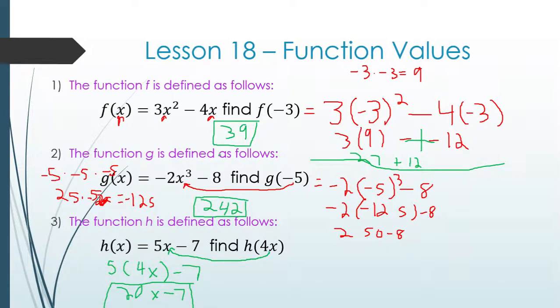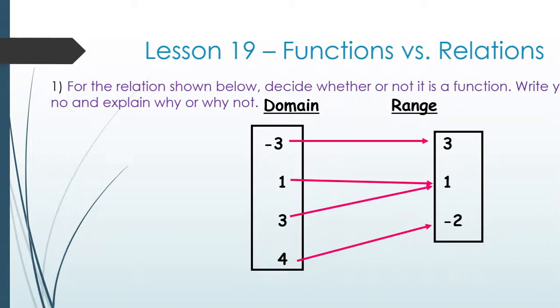Those are not like terms. So that's why your answer is 20x minus 7. Okay? So that's how you do that one. So let's move on to lesson 19. Okay, this one is all about domain and range and finding the value of functions, okay?